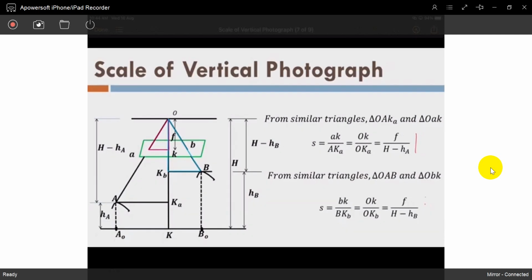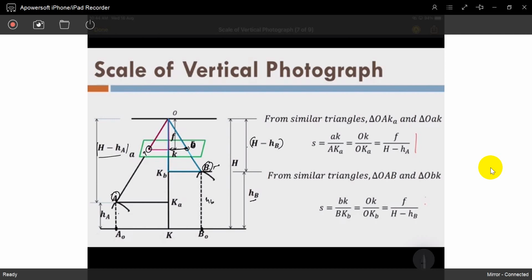See, B point is at a different altitude, A point is at a different altitude. If you take the B point, it has height HB, so it is H minus HB. If the A point is H minus HA, we will get the same. So B and A points are on the photograph. This is the A point, this is the B point. We will get it like this.